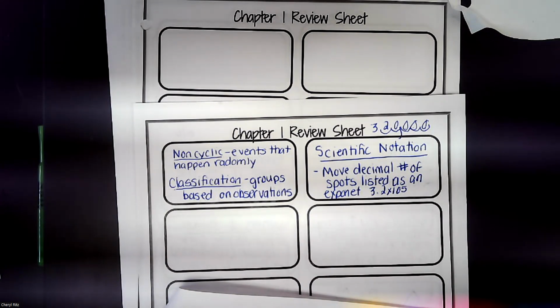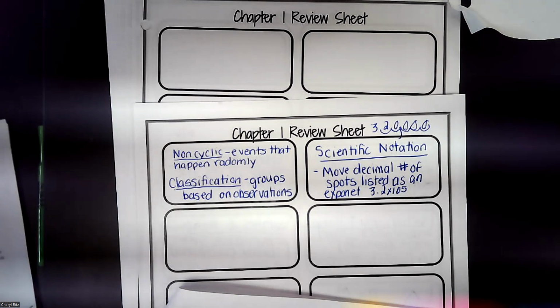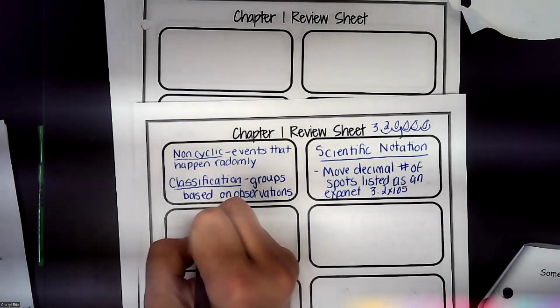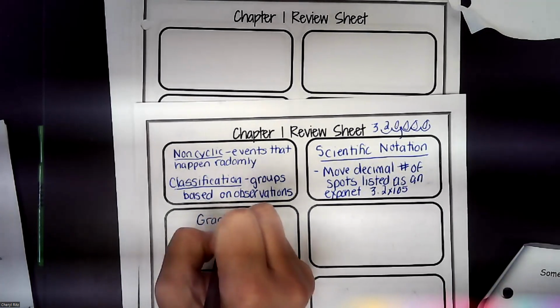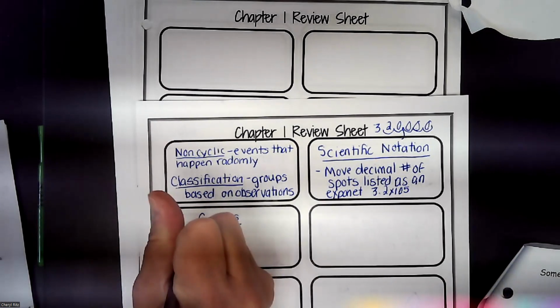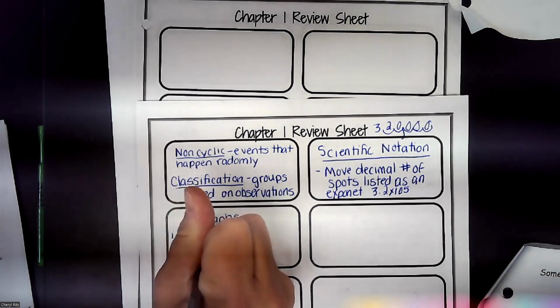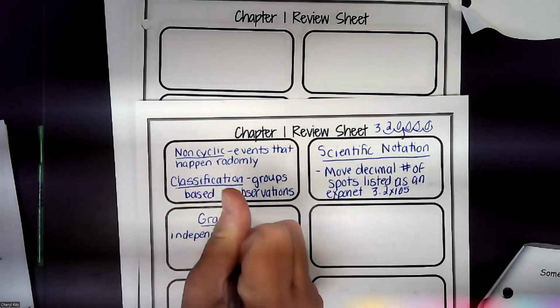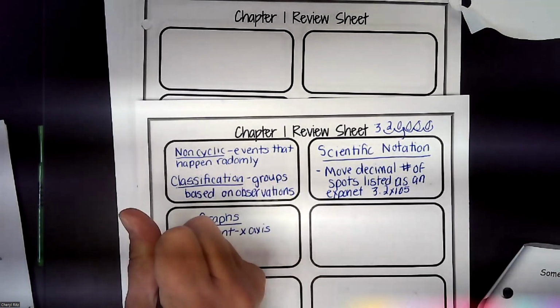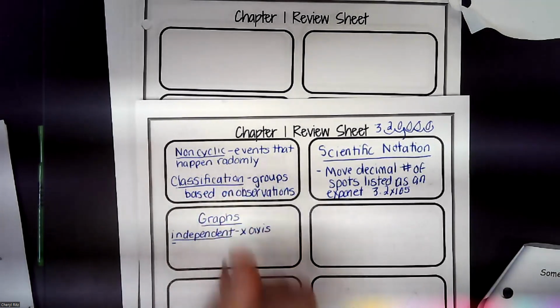Page 7, page 8, page 9, 10 were all graphs. What should we know about graphs? Okay, they need to be labeled. Speaking of which, which variable goes on the x-axis? Independent. Independent variable, I'm going to label that, goes on the x-axis. And what is the independent variable?